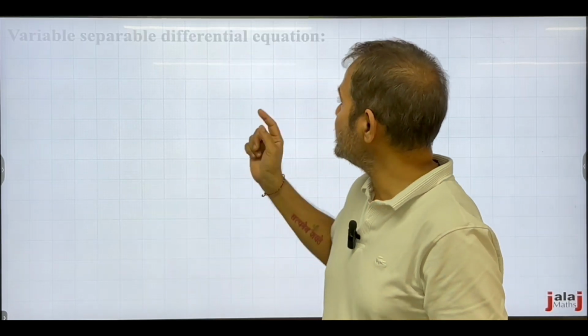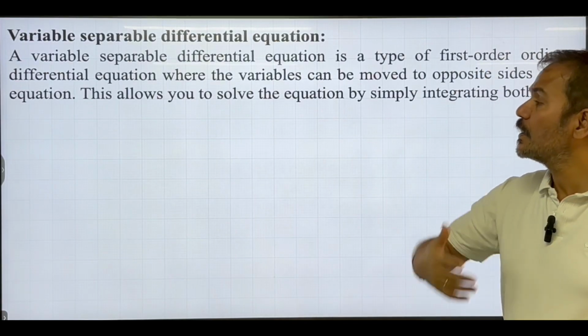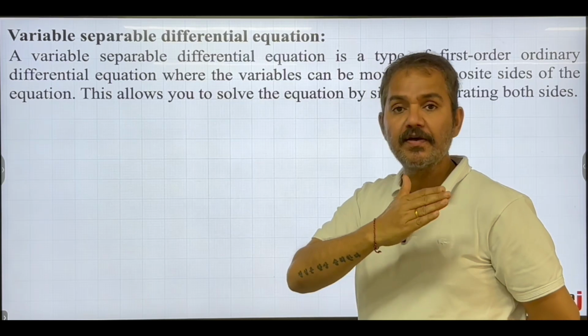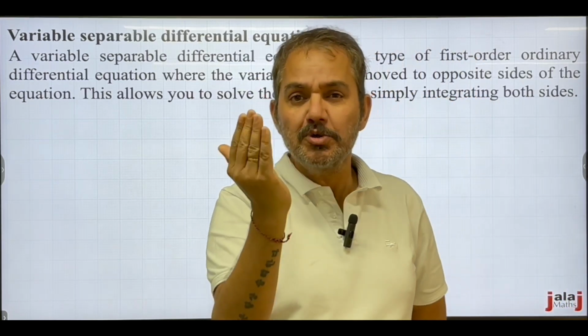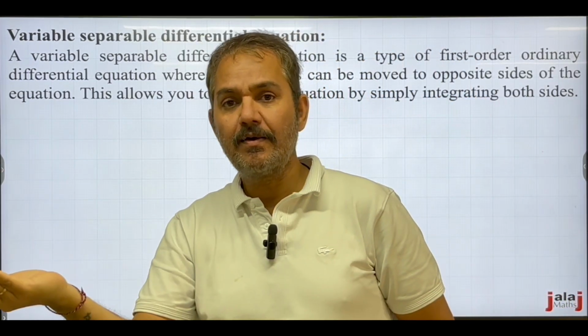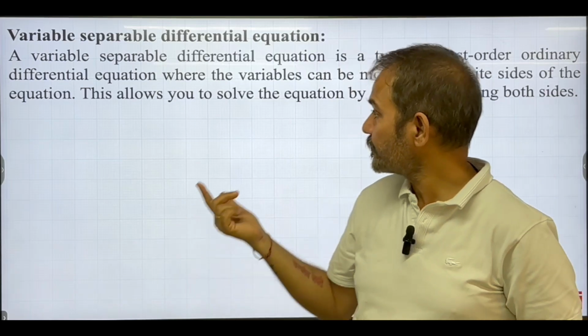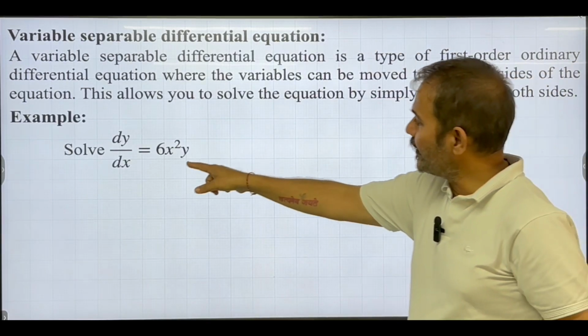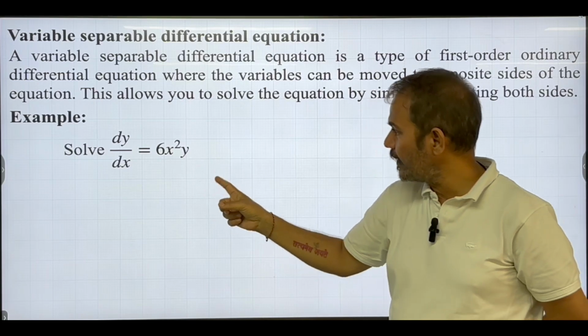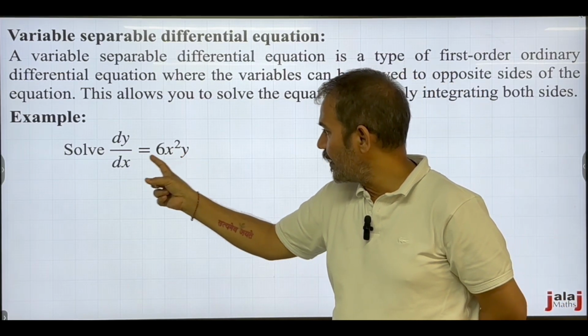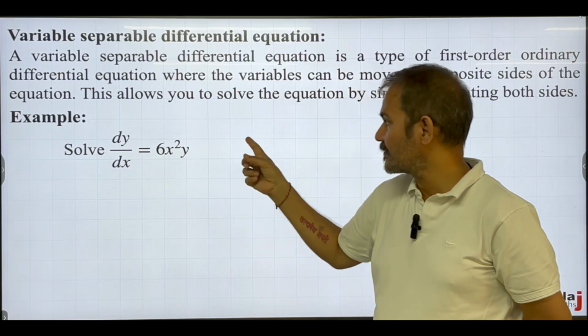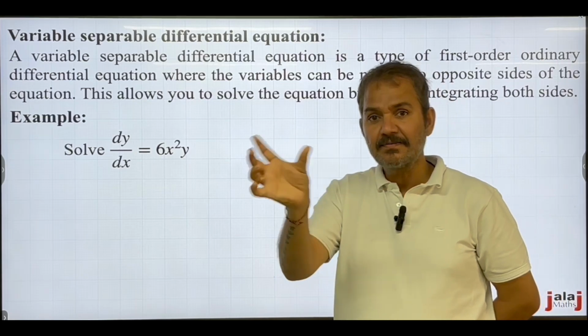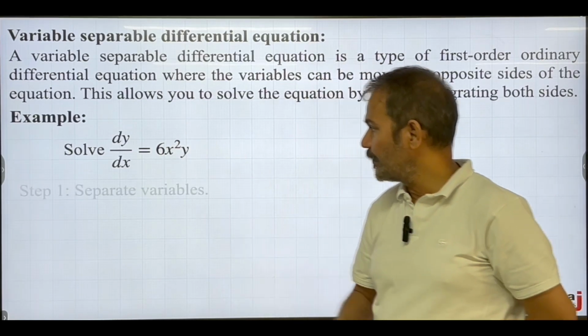Yes. In some differential equations, you are able to separate variables, usually x on one side and y on another side. An example of this is dy over dx is equal to 6x squared y. Clearly, if you bring y onto the left hand side and dx onto the right hand side, x and y are separated. So let's move on.